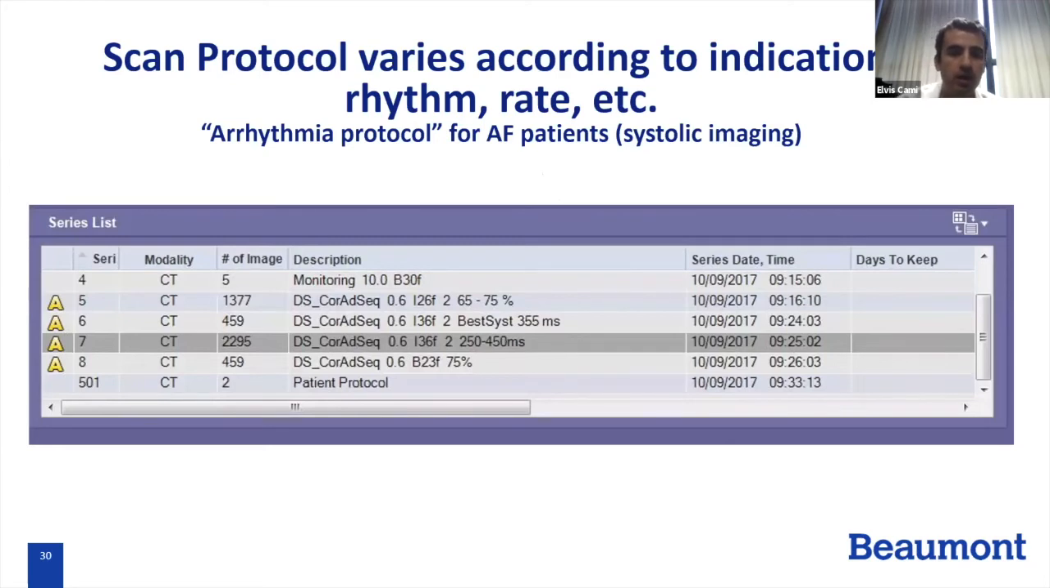So we use TeraRecon to read all of our oral studies, look at the images. Another protocol that we use is something that we call the arrhythmia protocol, and we use this mainly on our AFib patients, where we scan a predetermined time after the R interval. So as you can see on this patient, we'll scan after the R wave, 250 to 450 milliseconds. As you know, in patients with AFib, the R to R interval can be pretty irregular, and that can offer a better alternative.